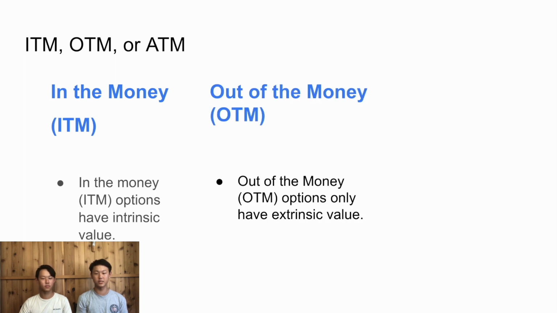Out of the money options have only extrinsic value. For calls, this is when the market price is below the strike price, and for puts, this is when the market price is above the strike price.